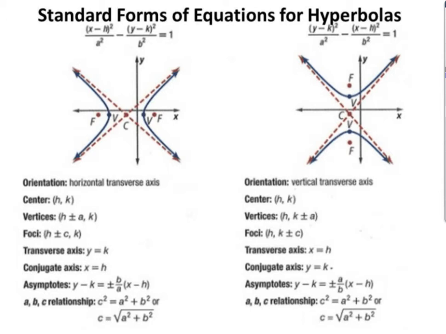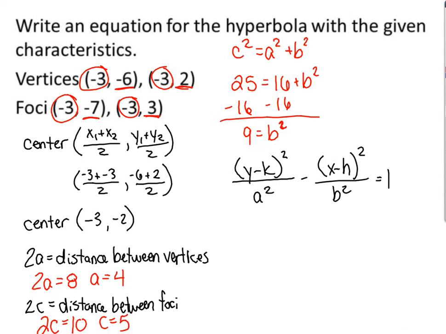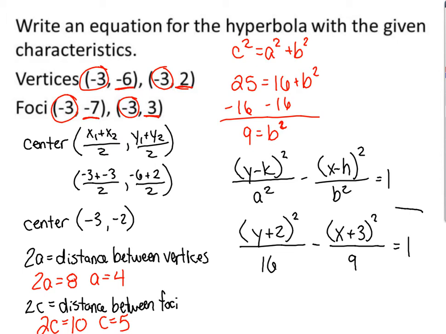So the x values are staying the same. It's the y values that are changing. So this means this is going to open vertically. So our equation is going to be (y minus k) squared over a squared. Now we just need to take our values and substitute in for our equation. So we're going to have (y plus 2) squared over 16 minus (x plus 3) squared over 9 is equal to 1.